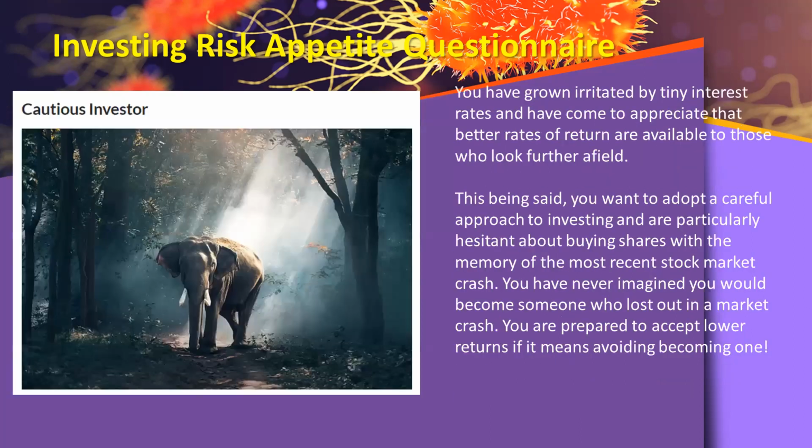Next, we have cautious investors. You have grown irritated by tiny interest. This is the next level. Level one could be the risk averse, and then we go to level two, which is the cautious investor. As you know, just simply putting your money in the bank will earn you a very small interest. For a cautious investor, you've outgrown that. You have come to appreciate that better rates of return are available to those who look further afield.